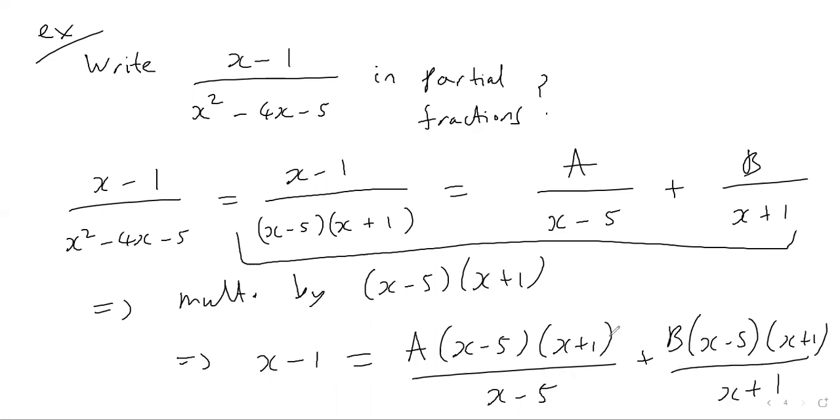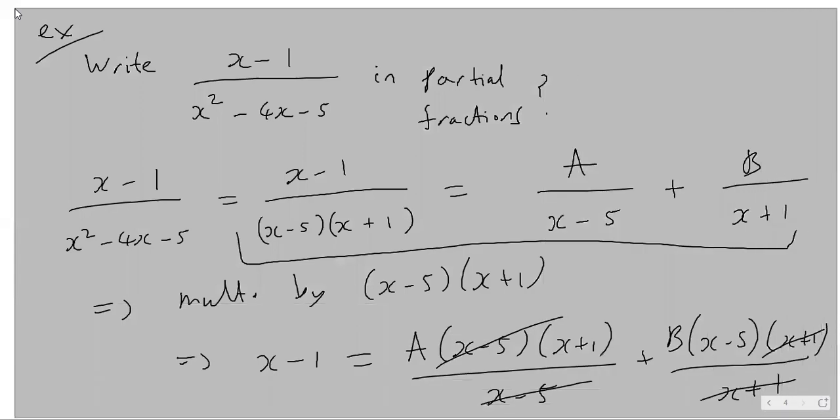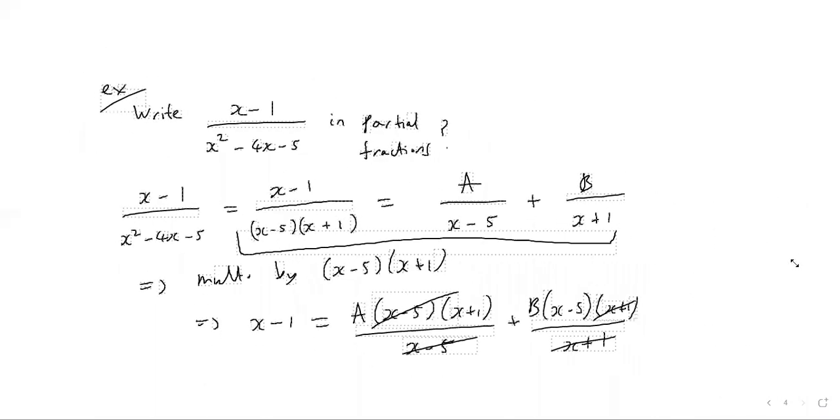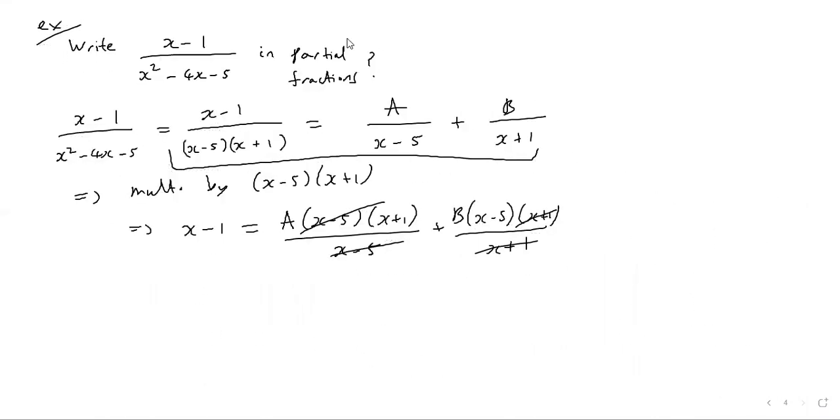Now, what you'll notice is that with this first one, the x minus 5 will cancel out there, and the x plus 1 will cancel out there, because x plus 1 with x plus 1 is just the number 1. Let's make this a bit smaller so we can fit this on the same page. So what we get then is that x minus 1 is equal to a times x plus 1 plus b times x minus 5. Okay, so we get that.